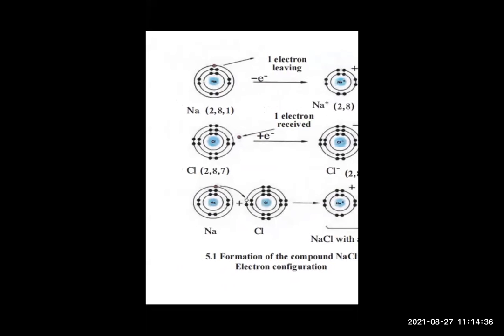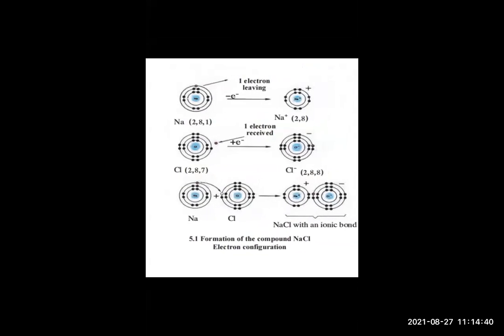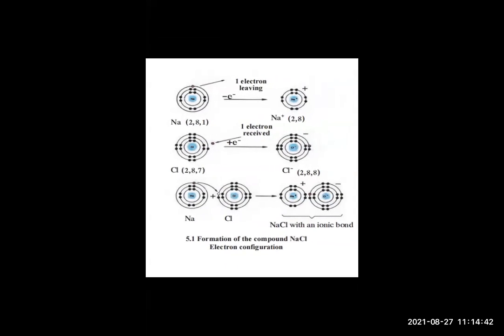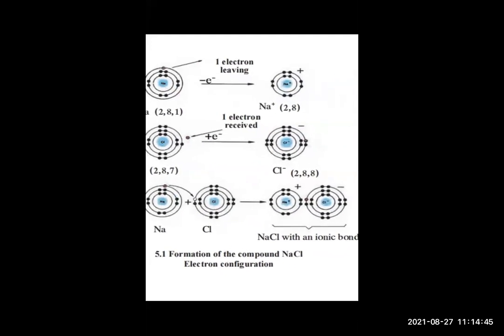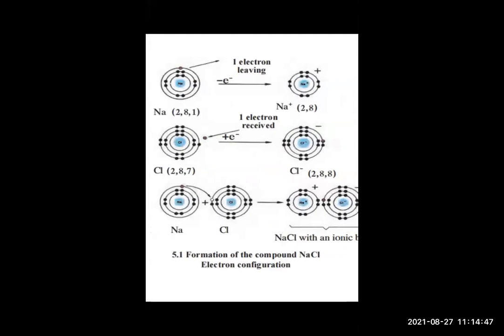So now that 1 electron will leave the orbit. What is happening here? Na will turn to Na+, a positive ion. Sodium is becoming a sodium positive ion. So now what is its electronic configuration? When it leaves 1 electron, it will become 2, 8. So 1 electron is leaving the orbit, and that's why the sodium atom has become the sodium cation, Na+.